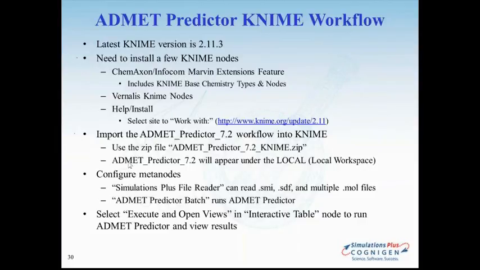The next step is to import our ADMET Predictor 7.2 workflow into KNIME. You import this zip file, and then this will appear in your local workspace. The node needs to be configured. So first thing you need to do is select your input file. We can read SMILES files, SD, and multiple mol files within the interface. And then you also need to show where the ADMET Predictor executable exists. And then you simply select execute and open views, and it will create a table of the results.